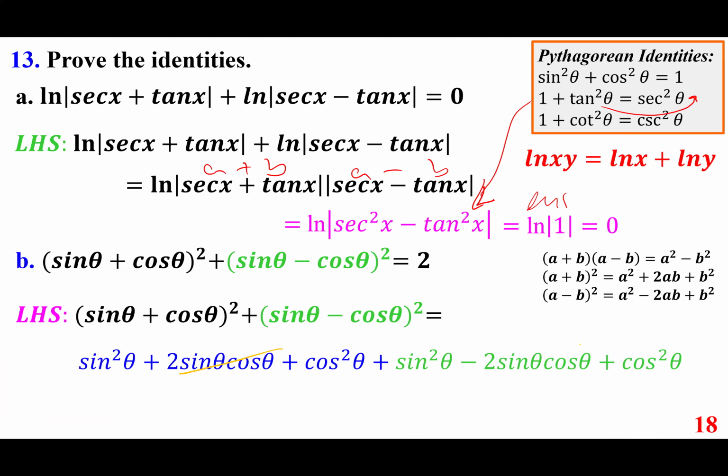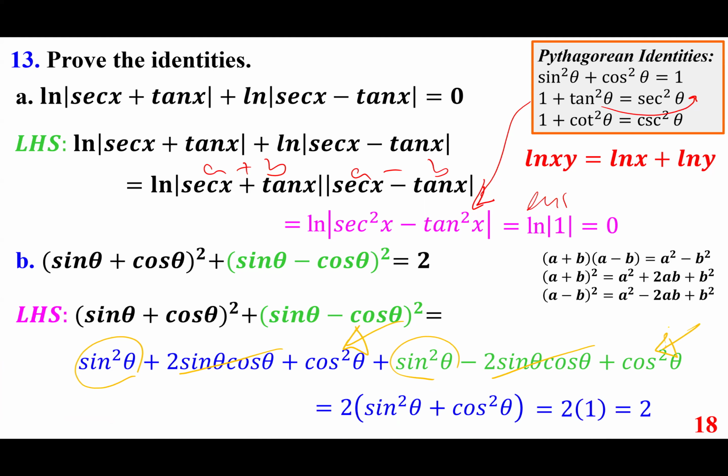Clearly, these two cancel each other. So we have 2 of sine squared and 2 of cosine squared. And of course, the parenthesis is 1. Sine squared plus cosine squared is 1. So 2 times 1 is 2.